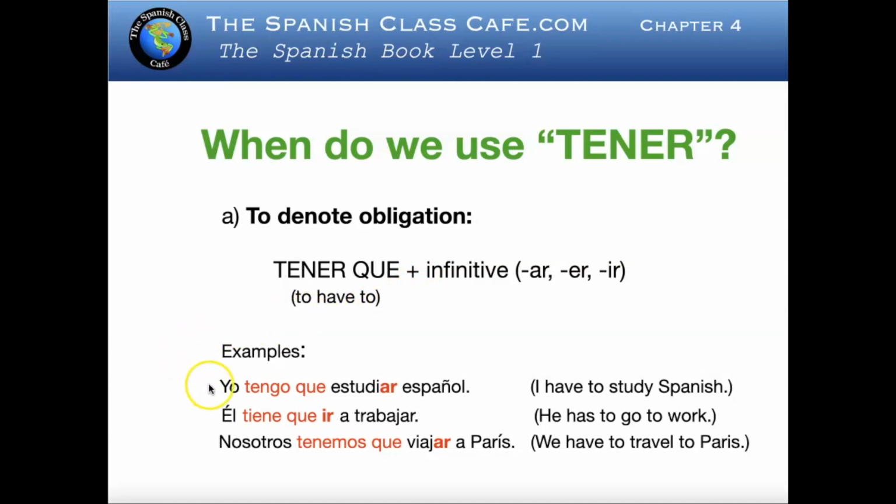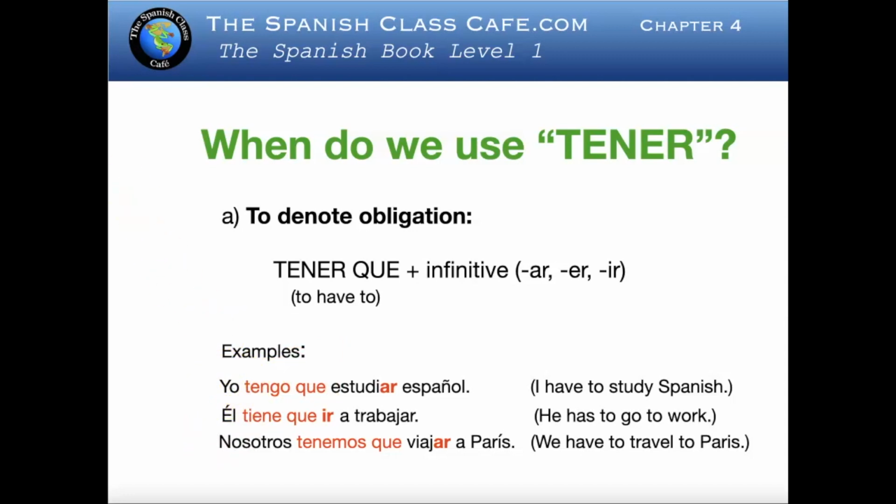We have examples here. Yo tengo que estudiar español. Él tiene que ir a trabajar. Nosotros tenemos que viajar a París. Then you use the tengo que. Of course, you have to conjugate, right?